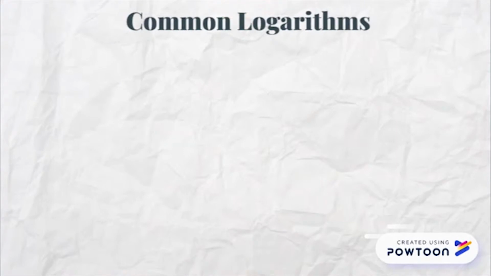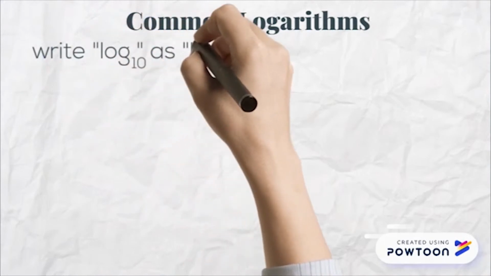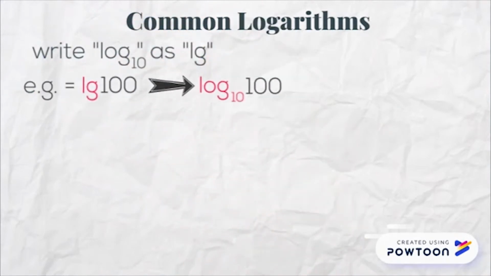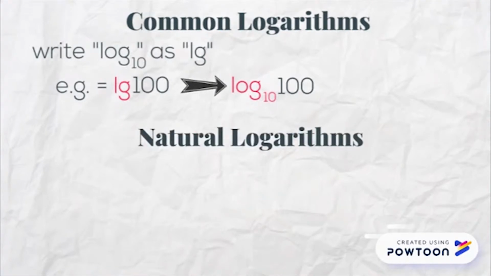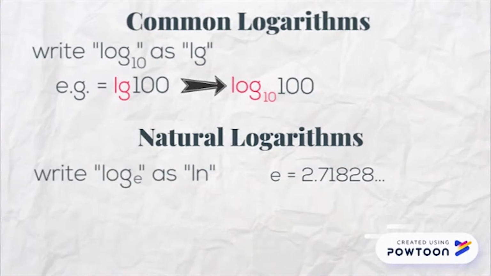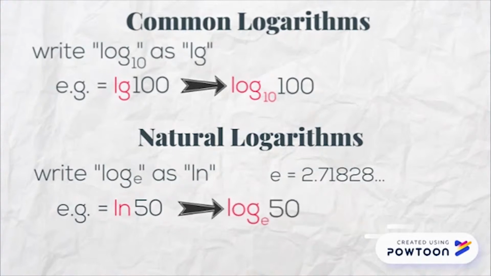Next thing that we're going to learn about is special abbreviations for a log that has a base of 10 or e. When we are talking about common logarithms, we are referring to a log that has base 10. Some textbooks might abbreviate log base 10 as lg. For natural logarithms, we are dealing with a special base called e. In some textbooks, you might encounter ln 50, which is just an abbreviated form of log base e of 50.